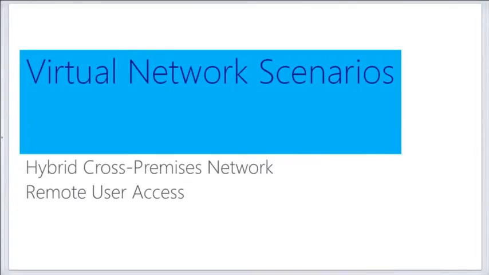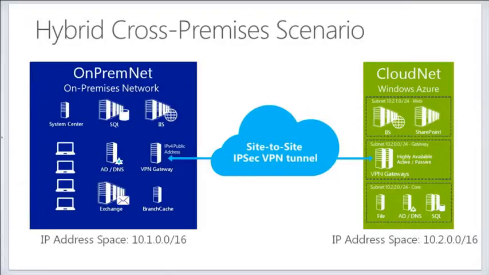Let's go ahead and take a look at the hybrid cross-premise network for remote users and see what that looks like. The hybrid cross-premise scenario is where you have your on-prem network, where you have your System Center, your SQL, your web servers, Active Directory, DNS, Exchange, whatever your internal infrastructure is, including all of your clients.